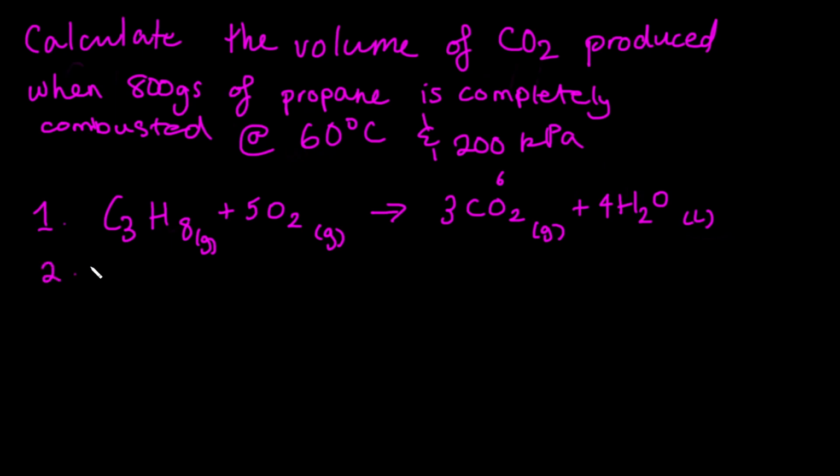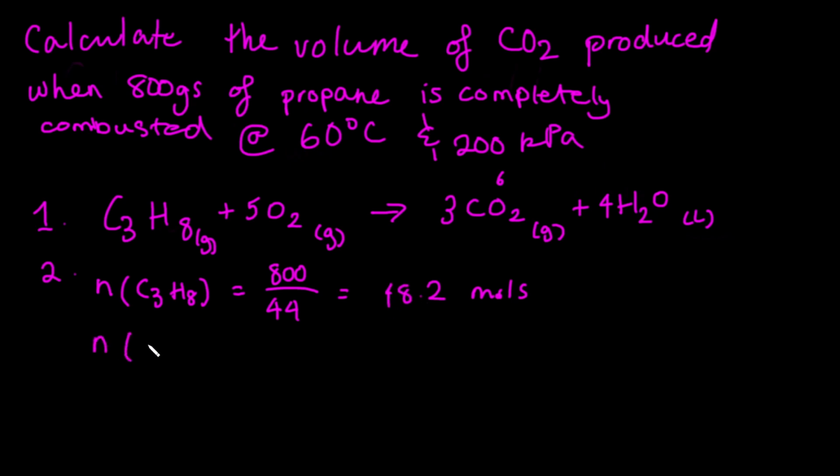Now the second thing is we're going to find the number of moles of propane and then use that to find the number of moles of carbon dioxide using mole ratios. So the moles of propane, or C3H8, is going to be 800 grams over the molar mass of propane, which is 44. That gives us a value of 18.2 moles. Okay, then we know that the ratio between the propane and the carbon dioxide is 1 to 3, meaning for every 1 mole of propane, 3 moles of carbon dioxide are produced. So we can just multiply this number by 3.